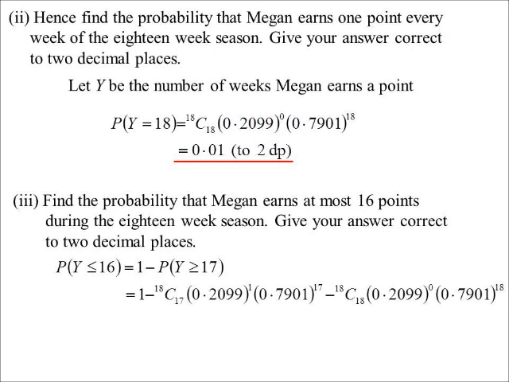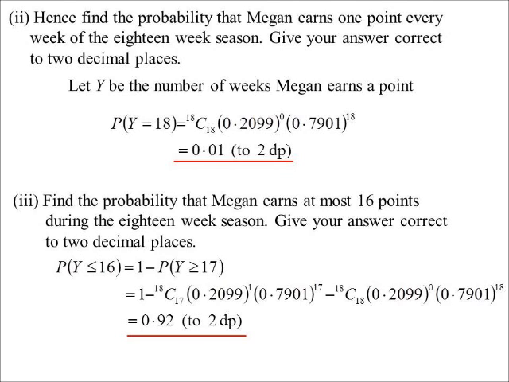So 1 minus 18C17, 0.7901 to the power of 17. So therefore it's 0.2099 probability of it not happening, to the power of 1, minus, well, we know that's 0.01. That turns out to be 0.92 all up.